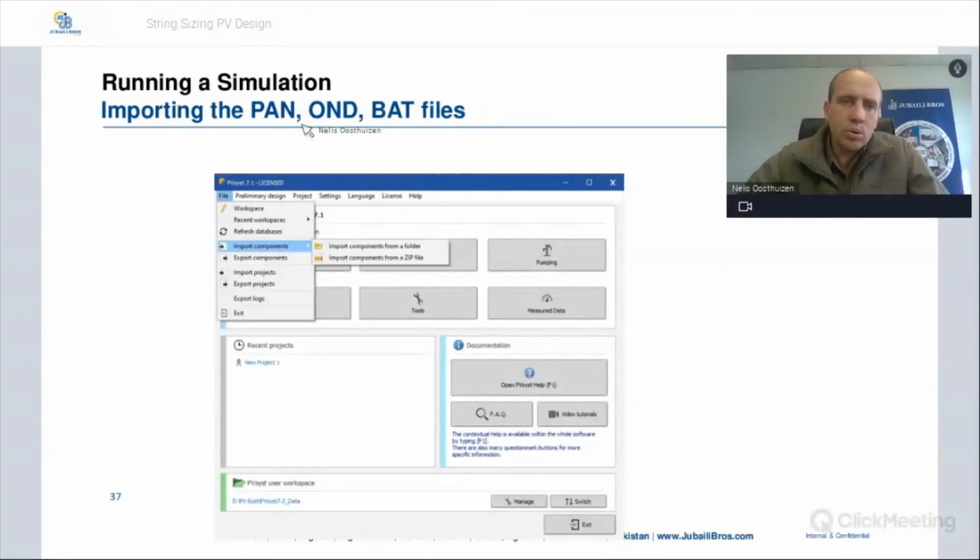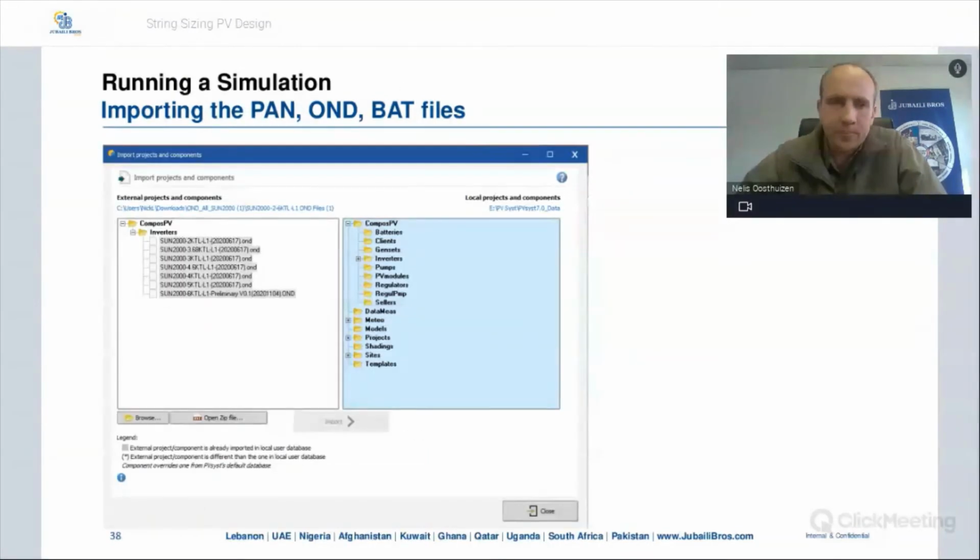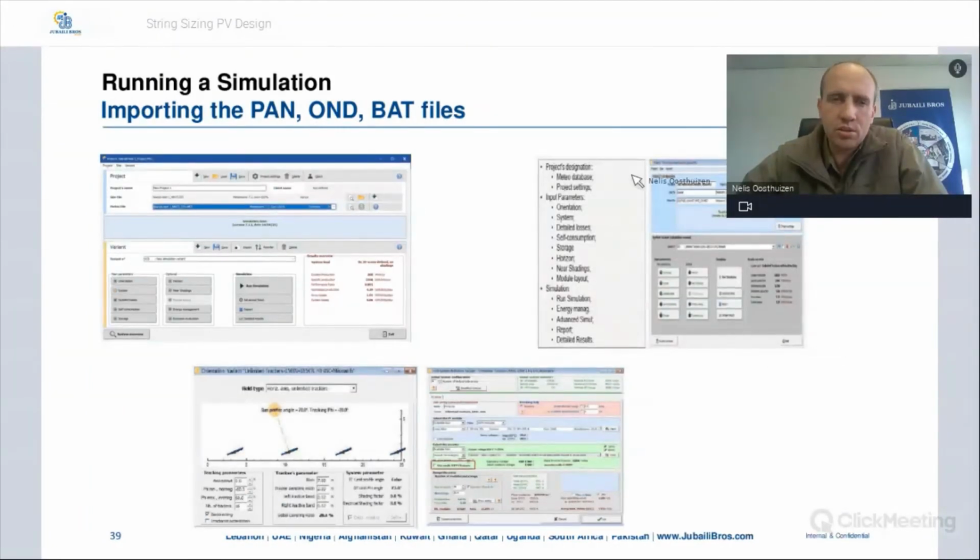Then continuing, importing the PAN, OND or BAT files. OND or BAT files, you can get that specific for the inverter that you would like to use. If it's not preloaded on the software, you can just send us an email. We will send you the OND file that's got all of the information on it to use within the program. This is just showing you how to import the data. Again, if you do need any of these files, please reach out to us. We will then forward it on to you to use in your simulation software.